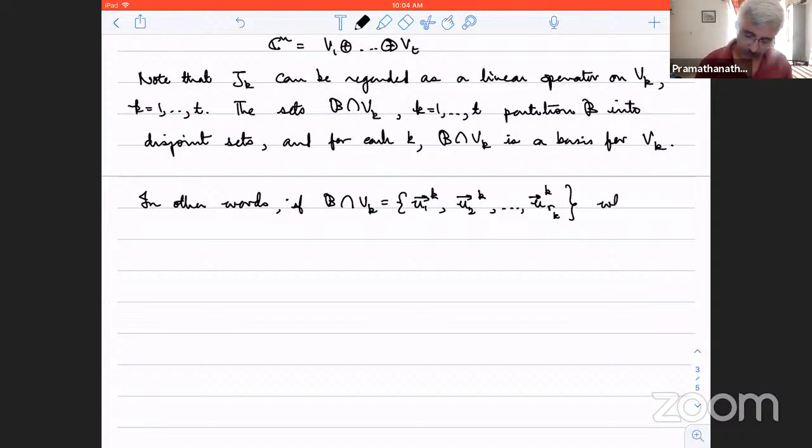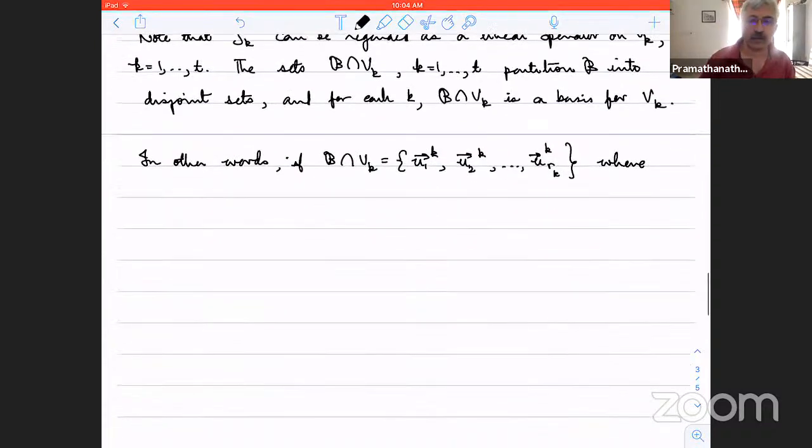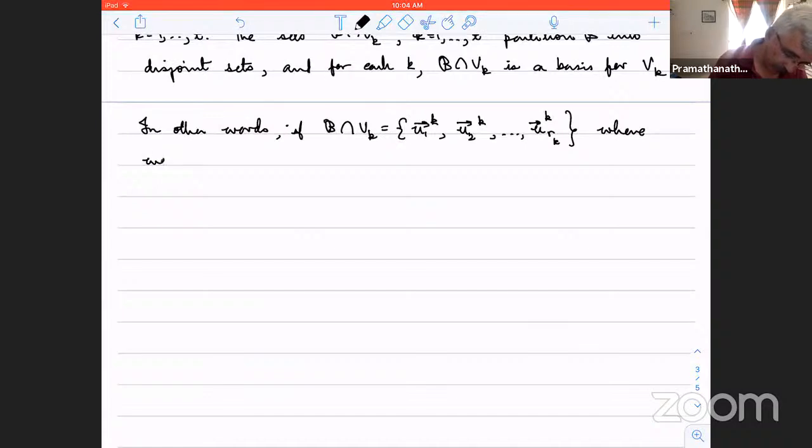Where we list the elements, according to the order.